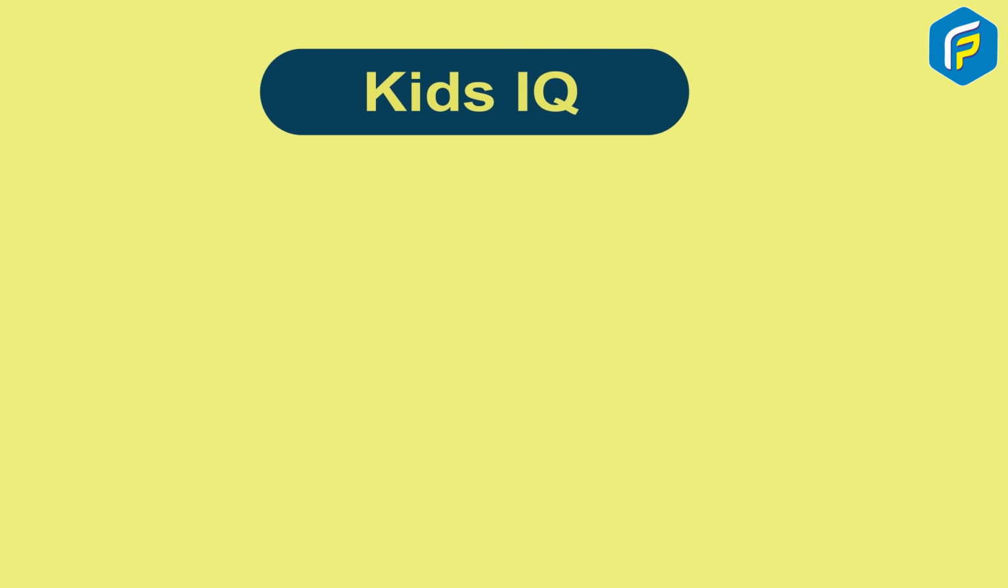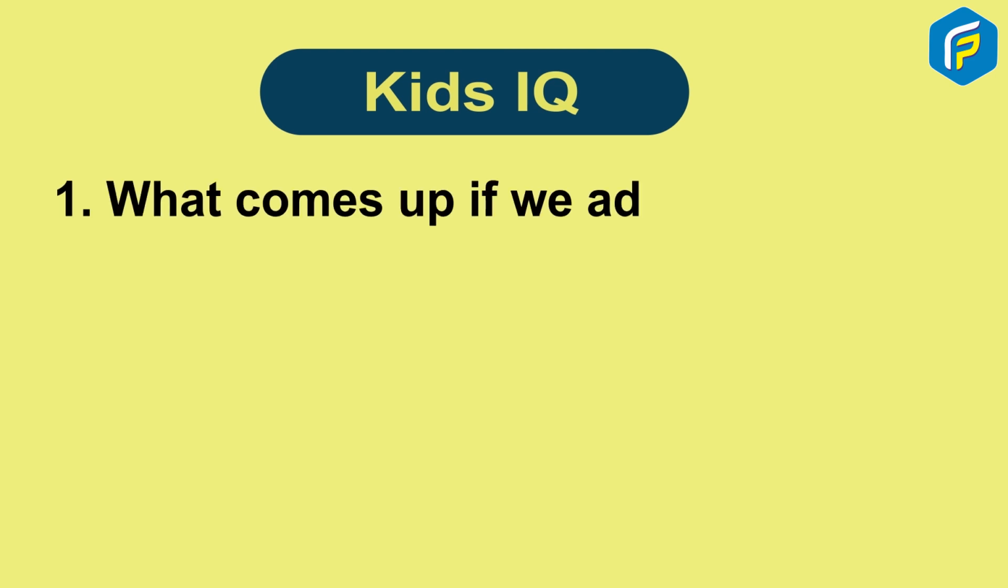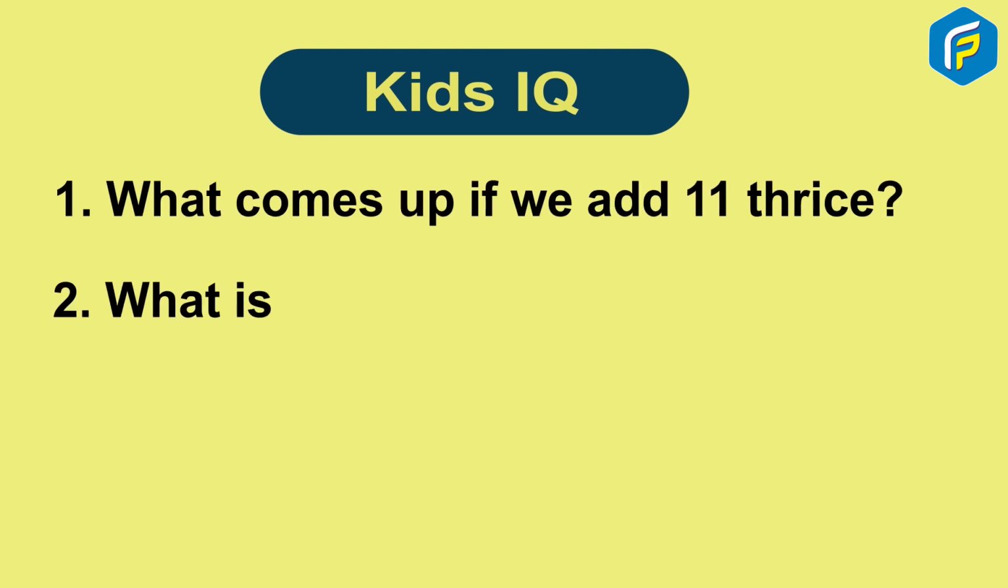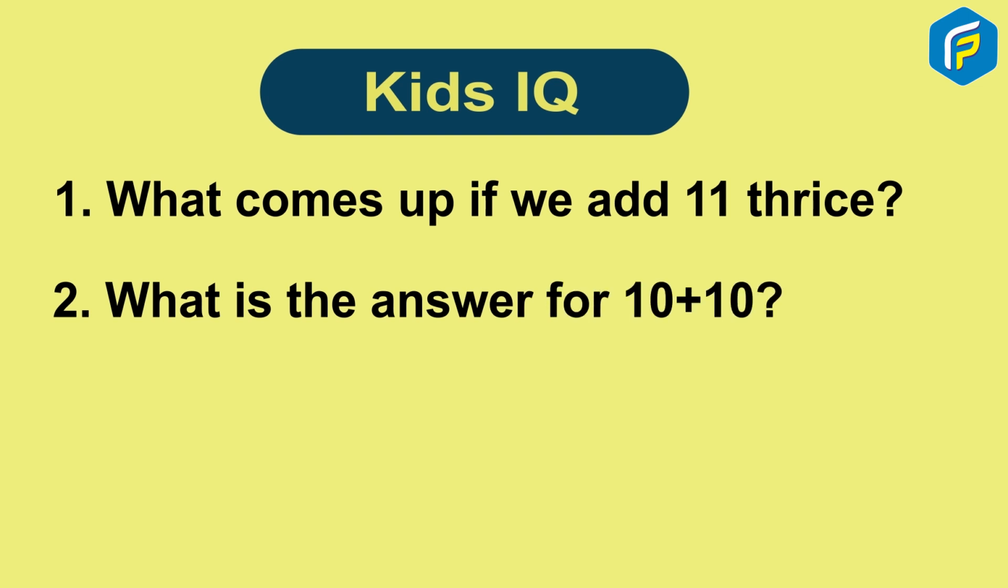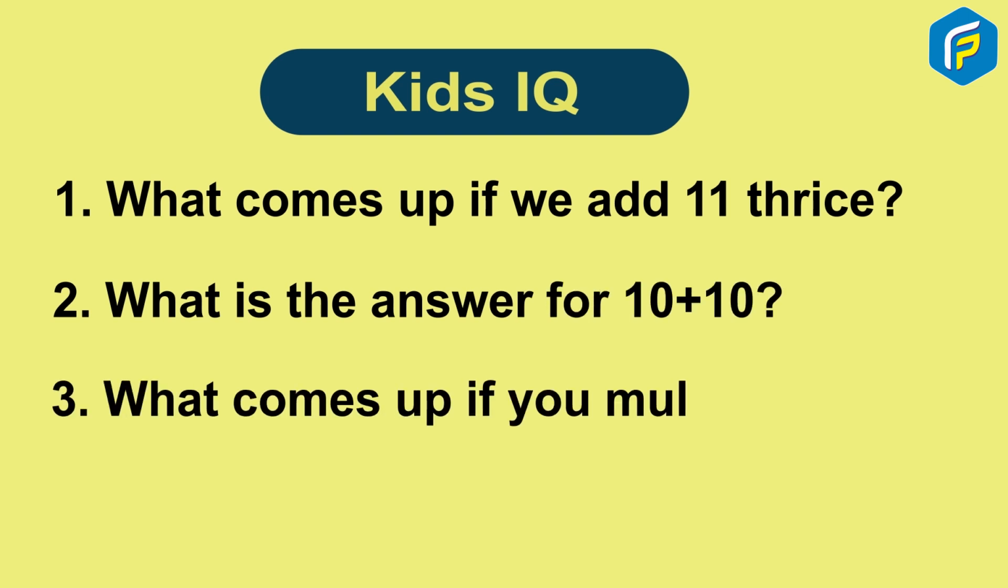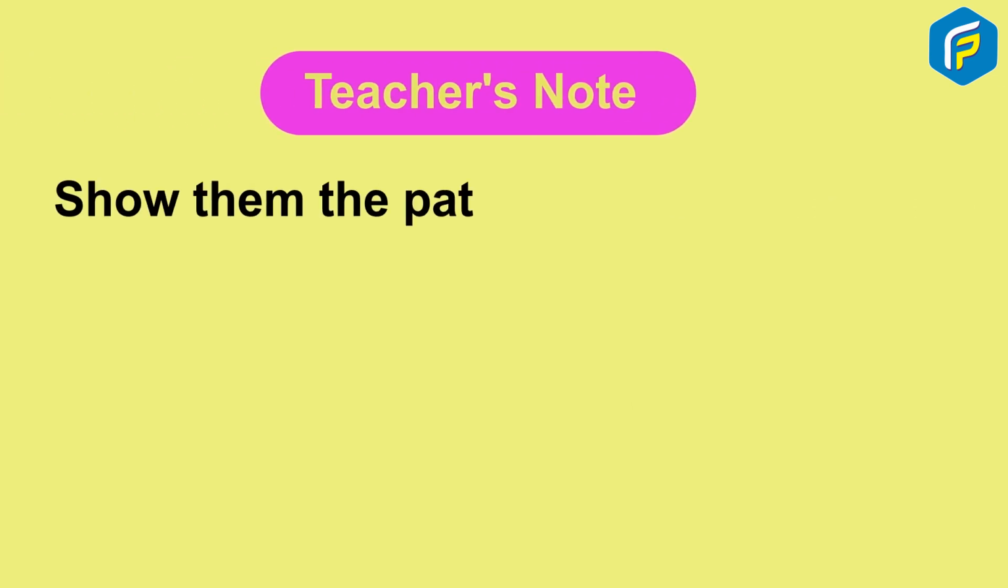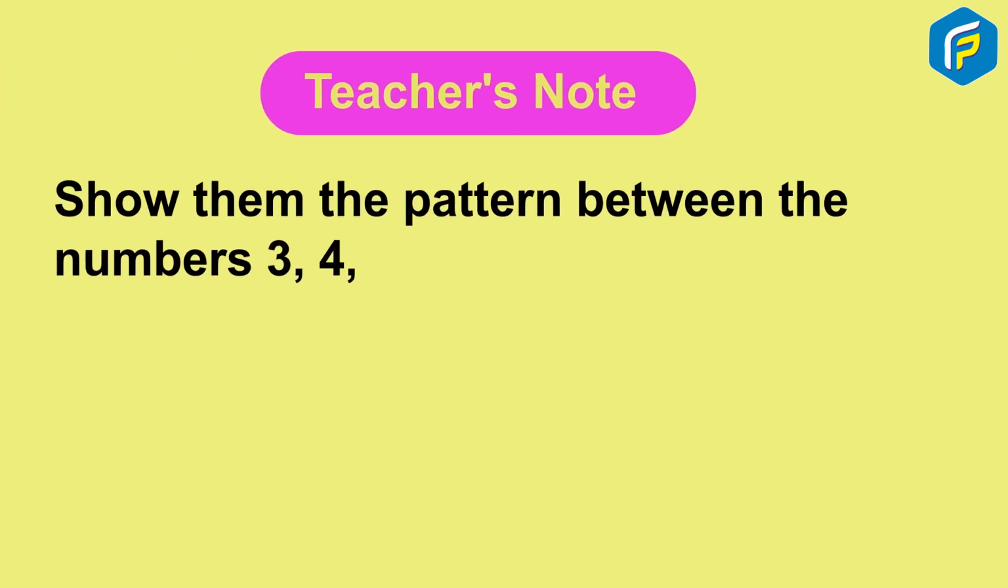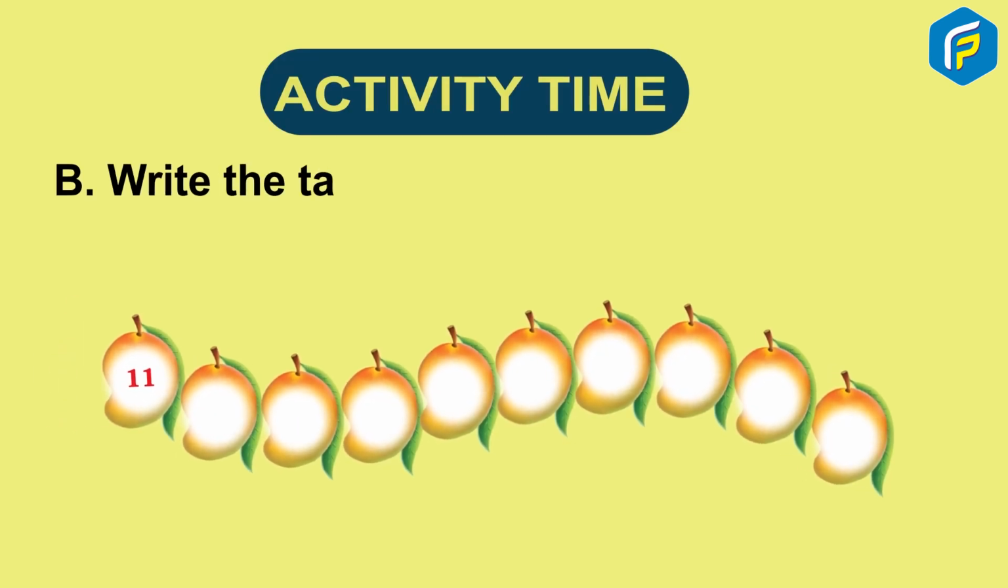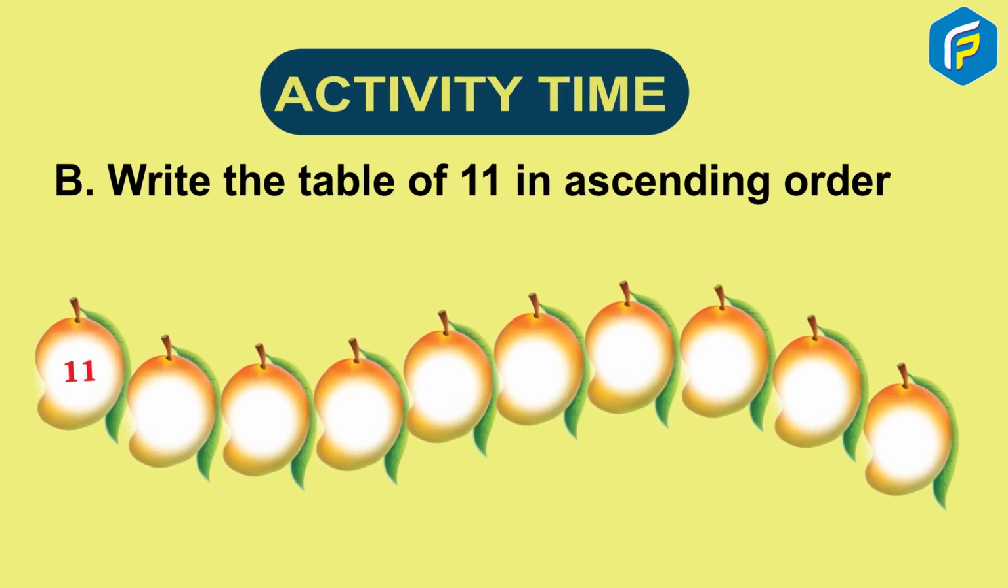Kids IQ. What comes up if we add 11 thrice? What is the answer for 10 plus 10? What comes up if you multiply 4 with 3? Teacher's note. Show them the pattern between the numbers 3, 4 and 12. B. Write the table of 11 in ascending order on the mangoes.